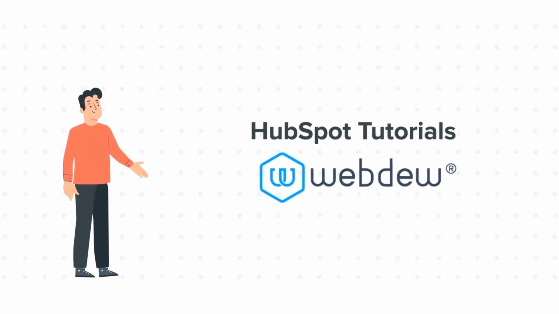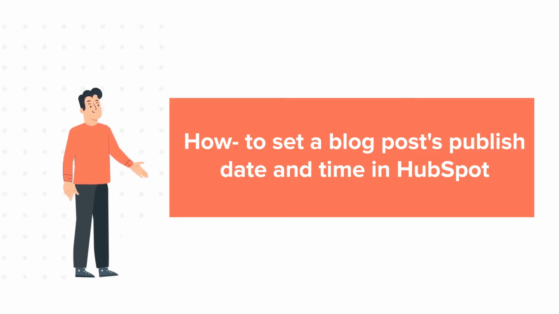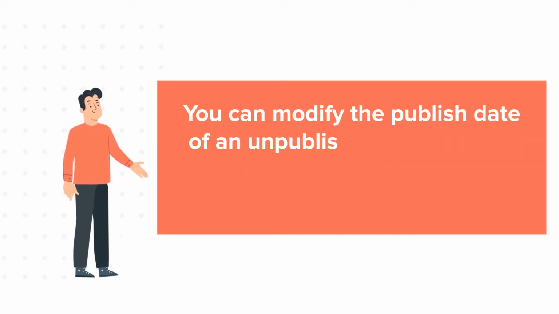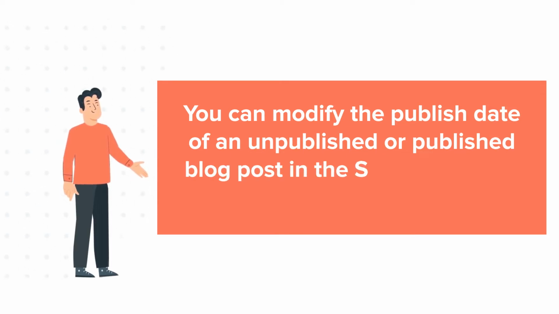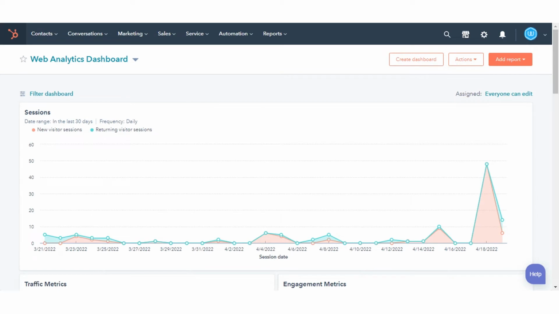This is Bob and our today's tutorial is about how to set a blog post published date and time in HubSpot. You can modify the published date of an unpublished or published blog post in the Schedule tab of the Content Editor. Let's check out how to do this.